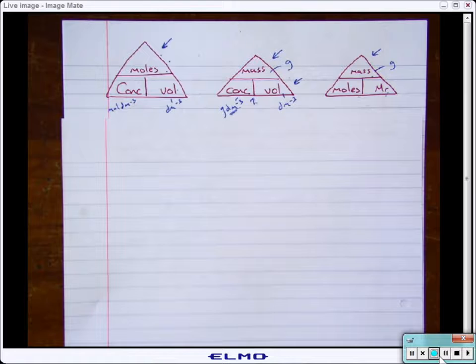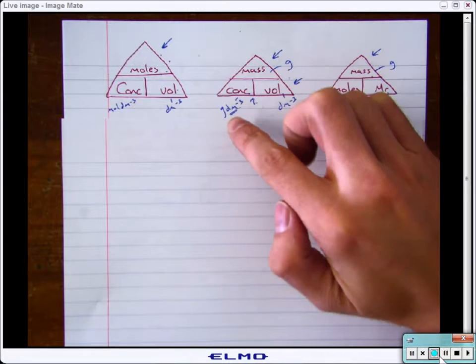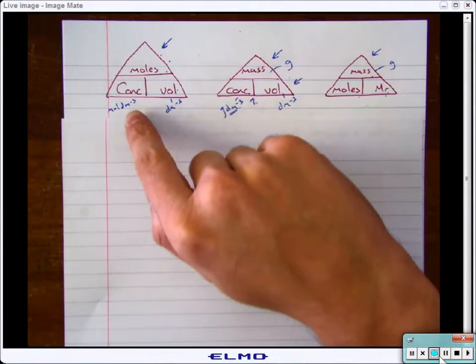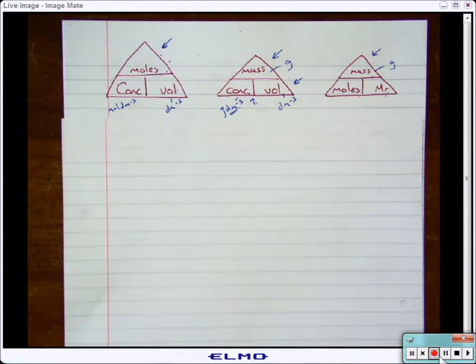There are three equations that you need to be able to use for this exam. Moles is mass divided by MR, concentration in grams per decimeter cubed is mass divided by volume, and then concentration in moles per decimeter cubed is moles divided by volume. Provided you can use those and remember those, the questions should be fairly straightforward.